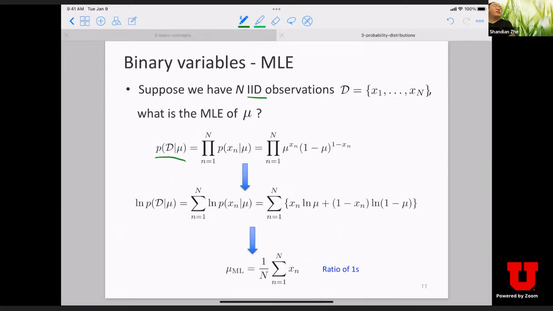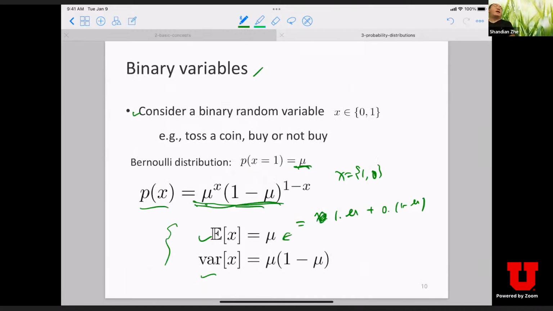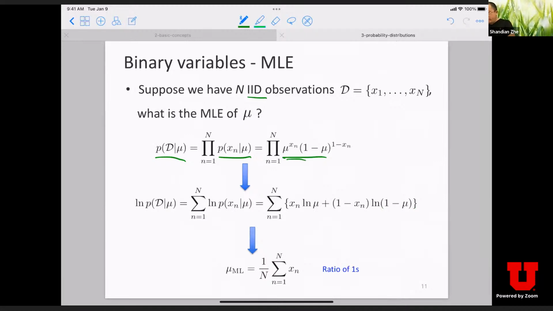You just write down the likelihood over these n examples. Because they are IID, the joint likelihood decomposes as the product of their individual likelihoods. Each individual likelihood is the probability density function we just mentioned, where you substitute xn for x. So it's mu to the power of xn times 1 minus mu to the power of 1 minus xn. Now, for maximum likelihood estimation, you take the logarithm of the likelihood, and it ends up with this.